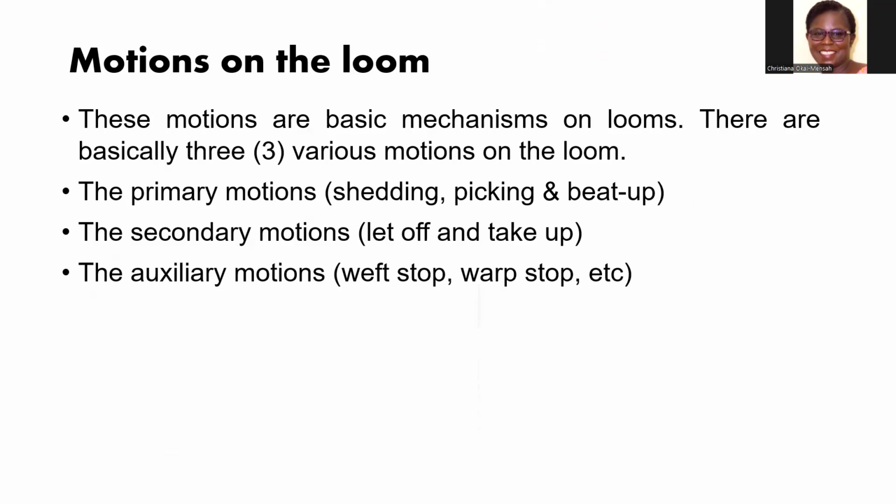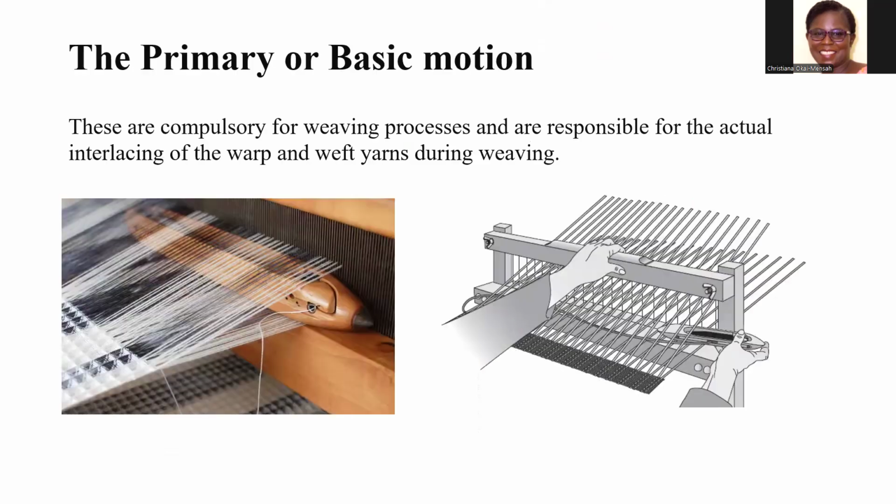So you shall look at them. The secondary motions you have, let off and take up, also happen at the same time. Then you have the auxiliary motions. That one is the motions that are used on the power looms. Those looms that use electricity use the auxiliary motions.